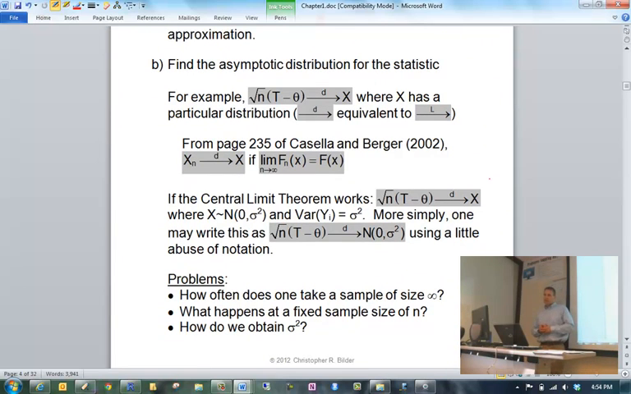Part B. Well, maybe with your advanced probability course, if you've taken this, you've seen this way already. All of you should have seen a little bit of this in Casella and Berger in your 882 or 883. What you could do is find the asymptotic distribution for the statistic. So, for example, you can say something like this. The square root of n times T minus theta converges in distribution to a random variable X where X has a particular distribution, maybe normal, maybe Gumbel, for example. That appears sometimes in asymptotics.